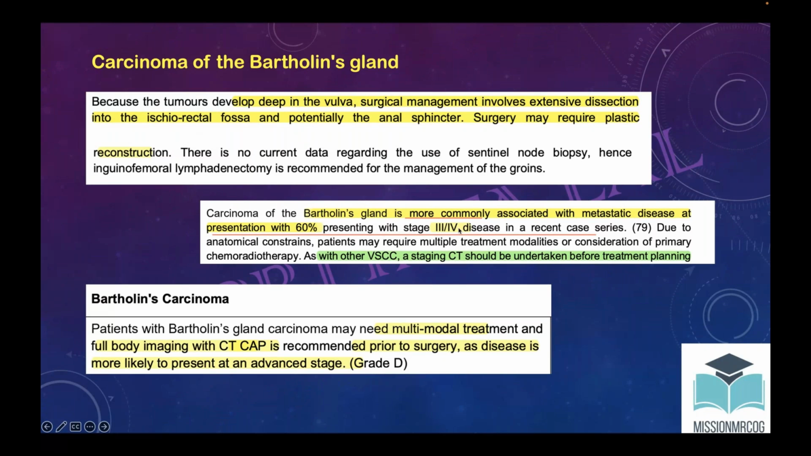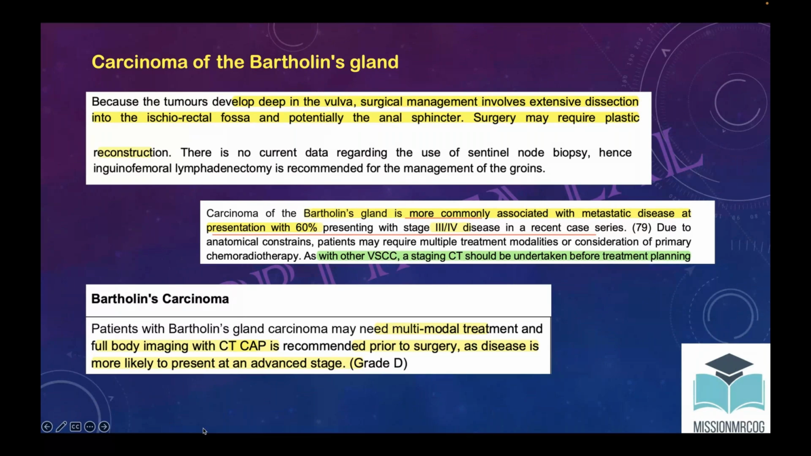And for Bartholin gland carcinoma, they need multimodal treatment. So a CT CAP is required prior to surgery. What is CAP? It is the CT scan of chest, abdomen, and pelvis, because they are coming at a very advanced or metastatic stage. So a CT CAP, that is the chest, abdomen, and pelvis, is required before they go for surgery.